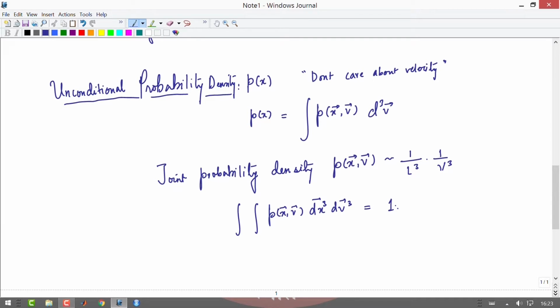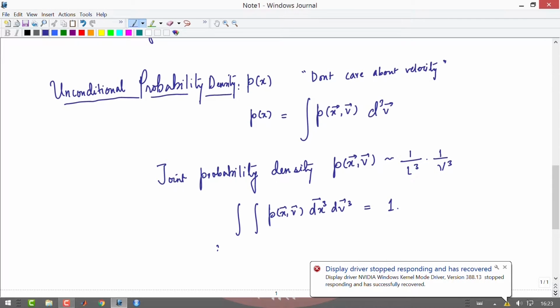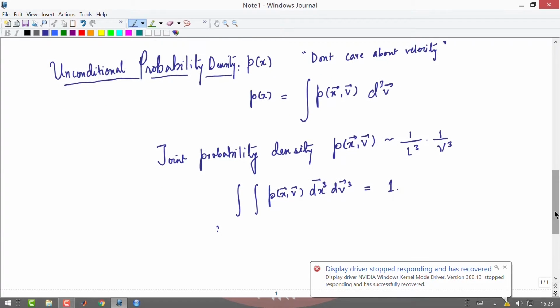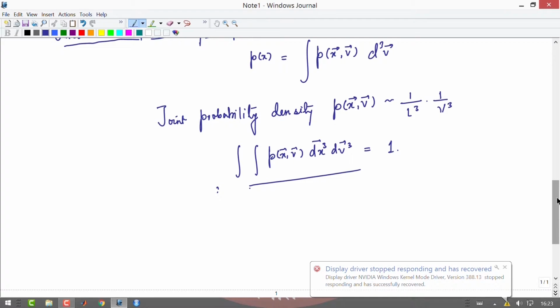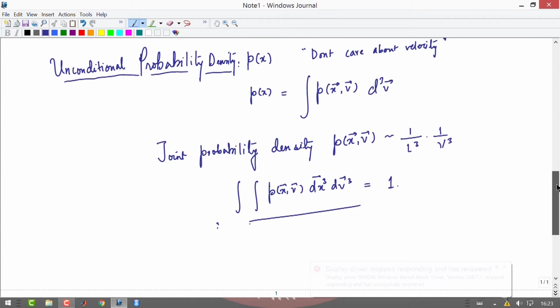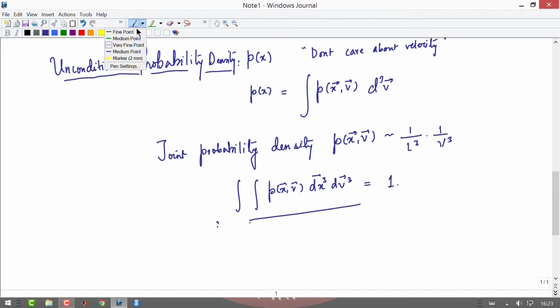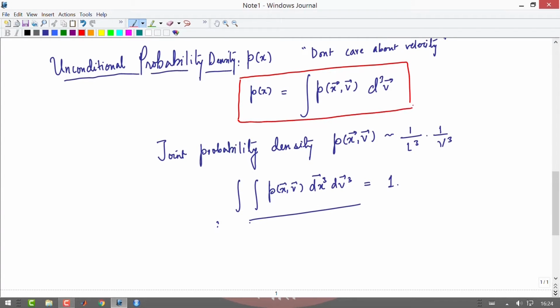Here the range of the integration is from your minimum velocity to maximum velocity, and the bounds of the volume of the box. Okay, so that is the meaning of the joint probability density, and knowing this, one can compute the unconditional probability density, which has just been computed in this expression.